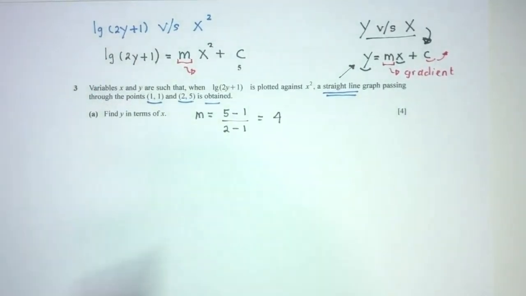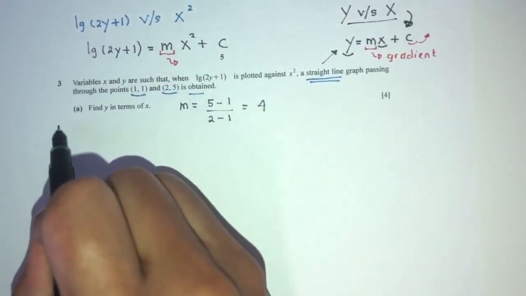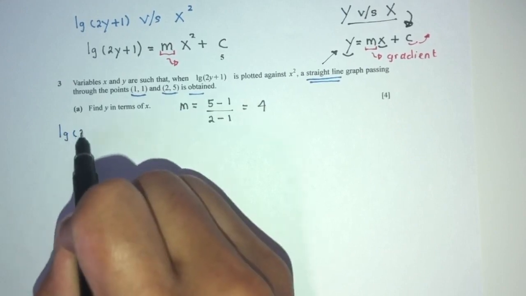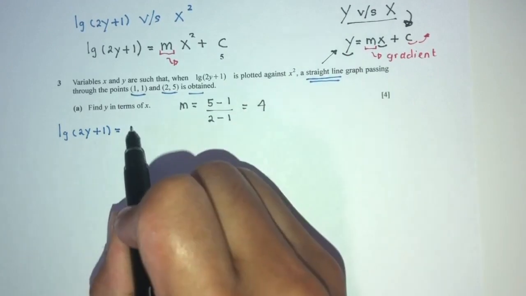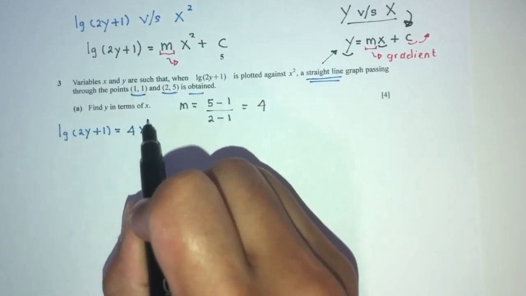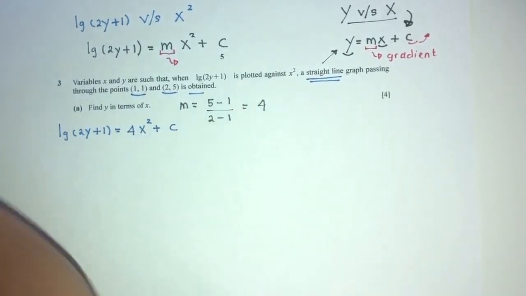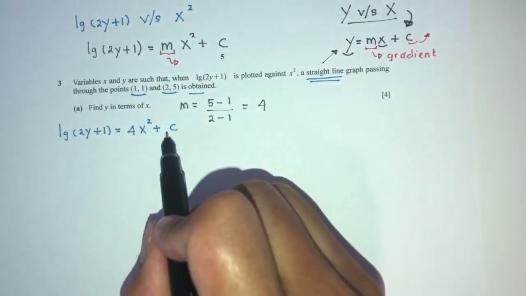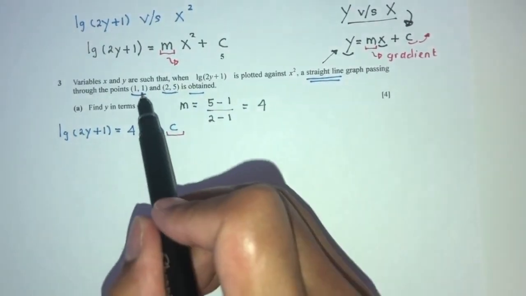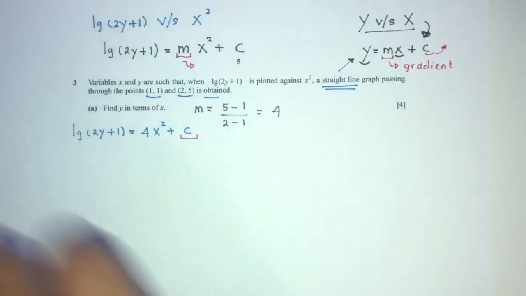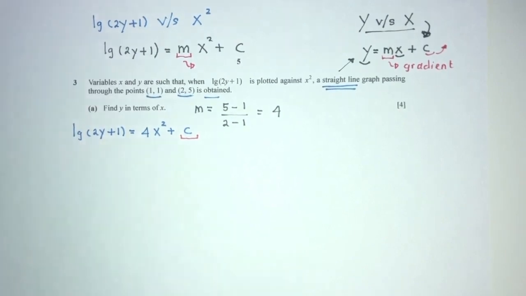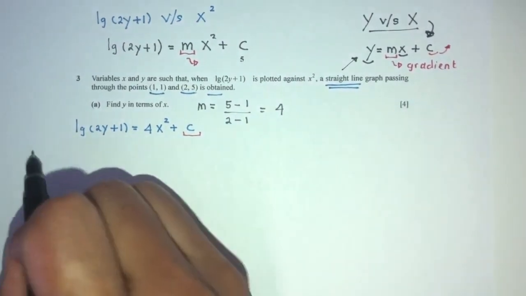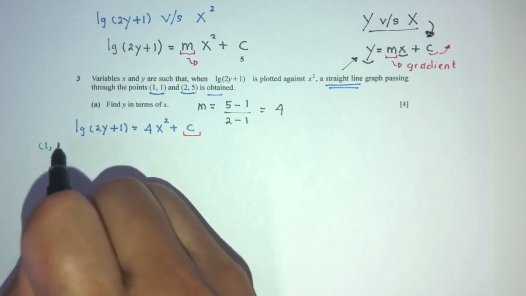Okay, so right now we have this: the log of 2y plus 1 is equal to 4x squared plus c. Now obviously we have to find this missing value. We can use one of these passing points to find that missing value. So let me use the point 1, 1. Seems to be the easiest, right? So I'll use the point 1, 1. What does it mean in this case?